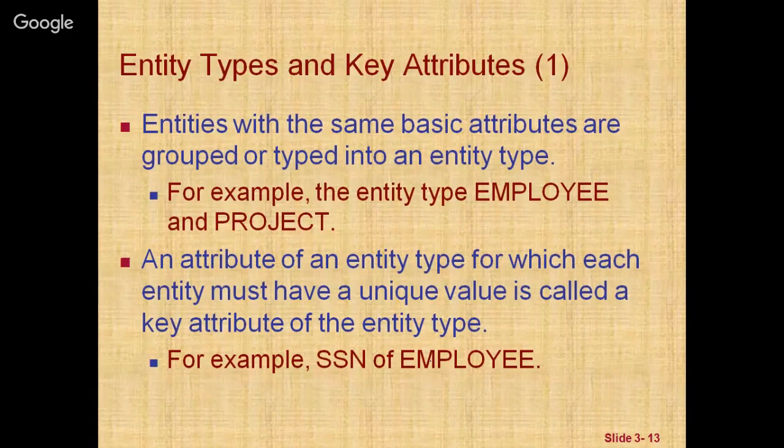So, entity types and key attributes. What is an entity type? An entity type defines a collection or a set of entities that have the same attributes. So each entity type in the database is described by its name and attributes. An entity type describes the schema or intension for a set of entities that share the same structure.